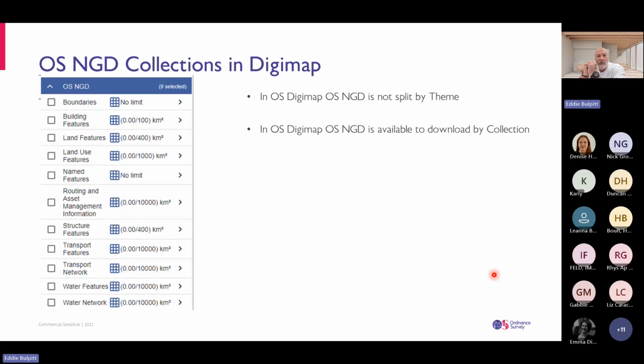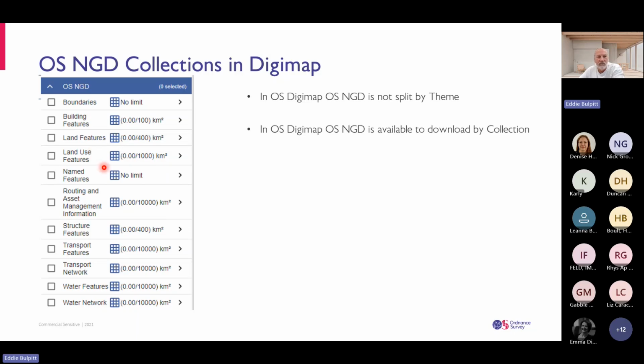So this is how the data is represented in Digimap, or it was the last time I looked, but you'll notice we've still got boundaries up there, not admin and statistical units. So yeah, that is admin and statistical units. So although this isn't ordered by theme, and as I mentioned before, the themes are address, admin and statistical units, buildings, geographic names, land cover, land use, structures and transport, and water. It's fairly easy to determine what each collection is used for.